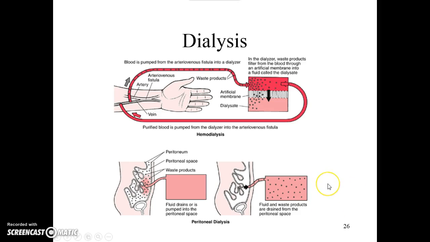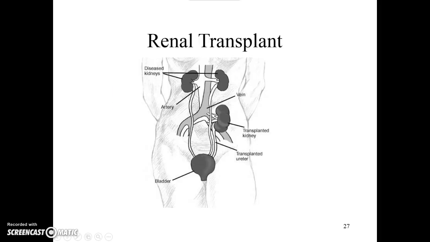And I have a friend of mine who was a brittle diabetic, and she went with the continuous ambulatory peritoneal dialysis because the hemodialysis really messed with her blood pressure.